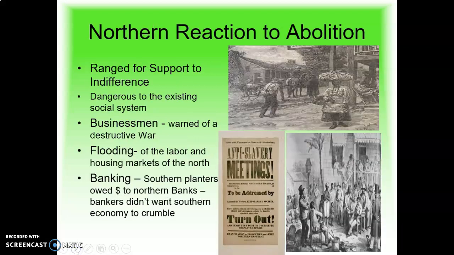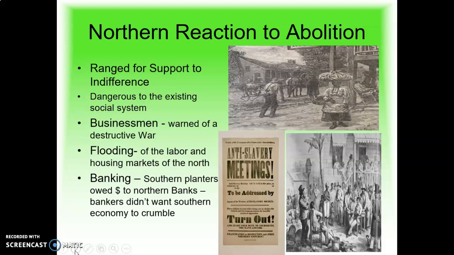So what is the Northern reaction to abolition? There's a wide range in the North. It ranges from support of abolition to indifference, not caring one way or the other, apathy. Some saw it as dangerous to the existing social institution. People in the North saw it as dangerous to free slaves in the existing social institution.